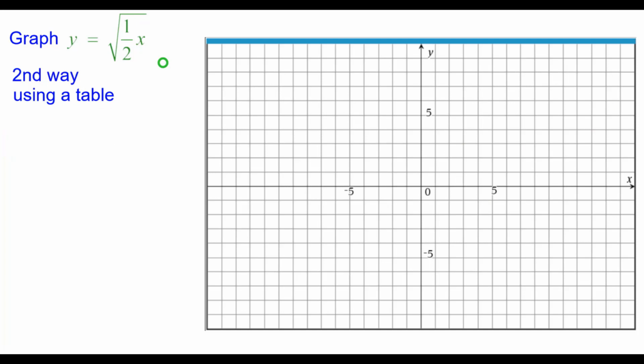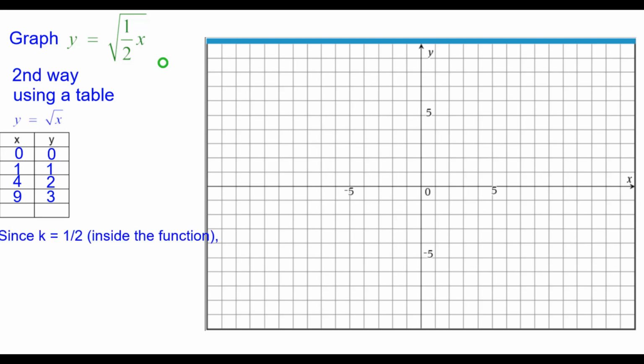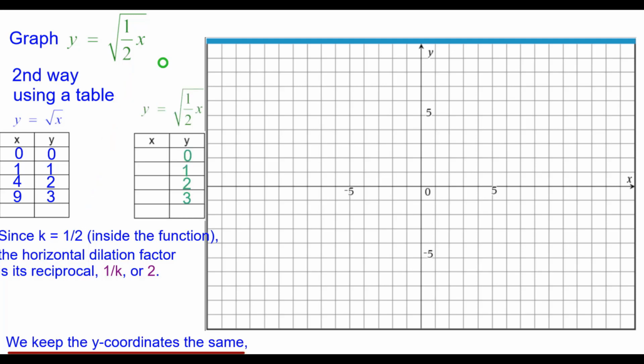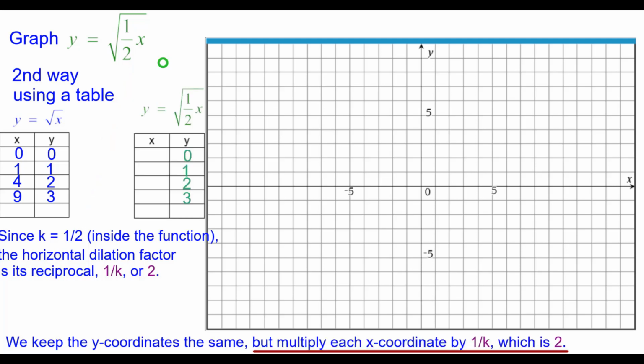The second way, using a table, this is our normal square root table values. Since k equals 1/2 inside the function, the horizontal dilation factor is its reciprocal, which is 2. So we keep the y coordinates the same, but we multiply each x coordinate by the reciprocal of k, which in this case is the value 2. So 0 times 2 is 0, and we plot the origin. Press pause and finish the table and plot the rest of the points. Resume when you're ready.